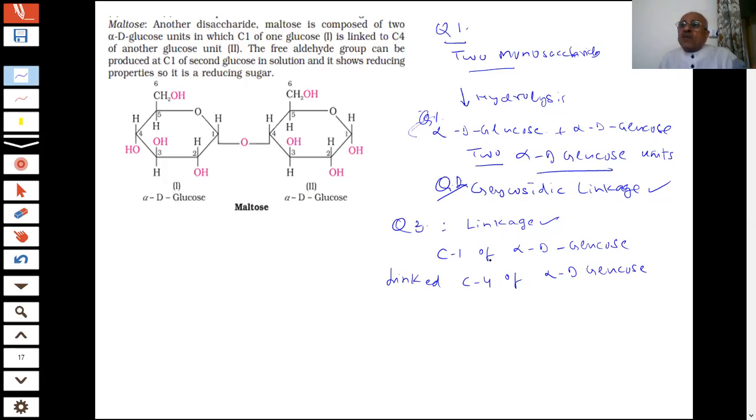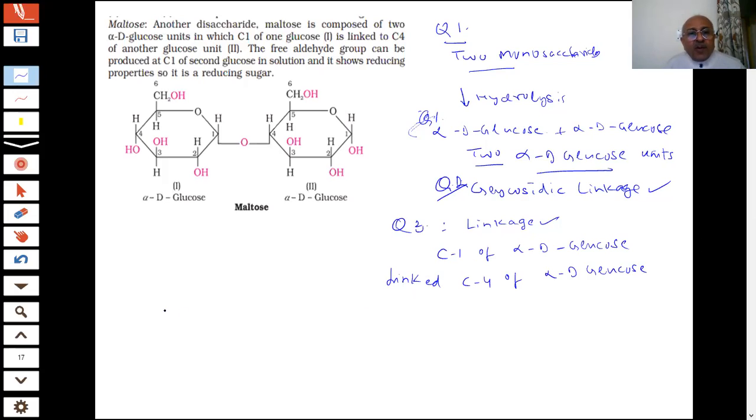They are combining, but at different positions the linkage is taking place. Because there are OH groups, these OH groups can condense with the loss of water molecules. There is an oxide linkage, but at which carbon? When the position changes, the compound will change. So you are getting maltose.